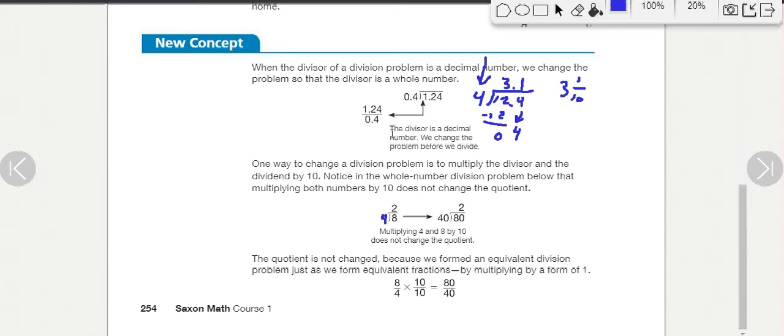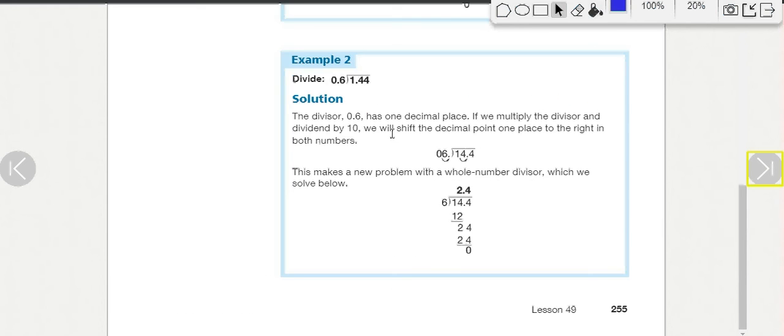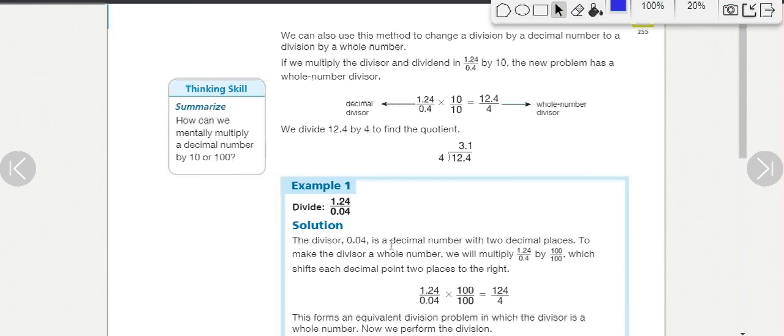Maybe show it as a decimal when you're working with decimals. How are we doing so far? So to do division problems where you're dividing by a decimal, we change the divisor to a whole number by multiplying by a power of 10. Okay? So they did the problem that we just did here on page 255.